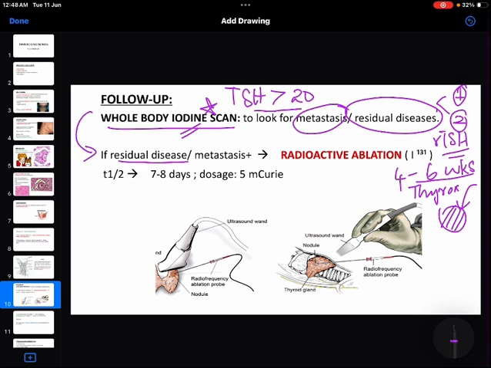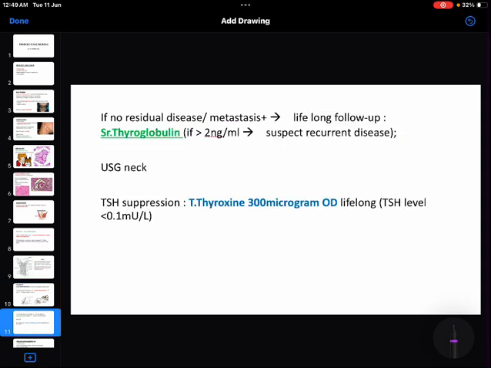One, if there is any residual disease or metastasis, we have to do radioactive ablation. Iodine 123 is used for diagnostic methods, and iodine 131 is used for therapeutic procedures. The half-life of this 131 is 7 to 8 days. So we are ablating them with the help of radioactive iodine. Suppose there is no residual disease or metastasis, then good enough.